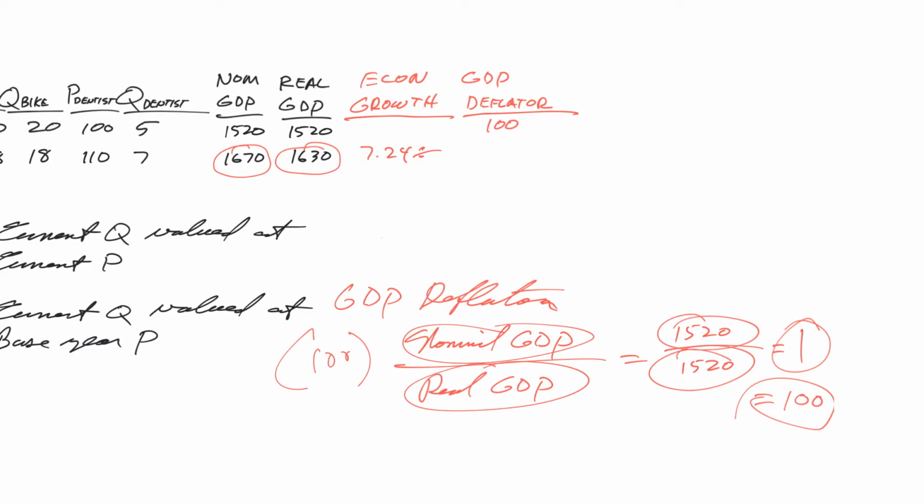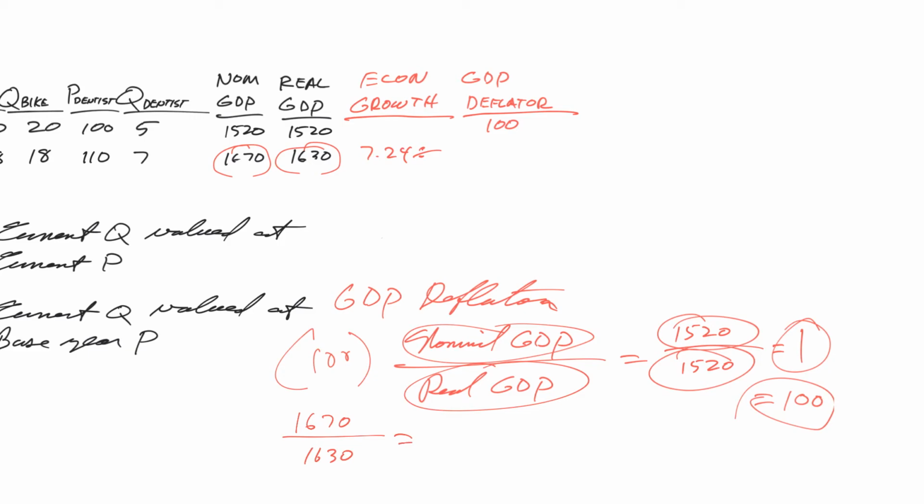Okay, let's forget what I just did. It's not 1520. Year 2 is 1670. So yeah, see, I was just testing you. See, that's what I do. I was just testing you to see if you're paying attention. 1670 is nominal GDP in year 2, divided by 1630.